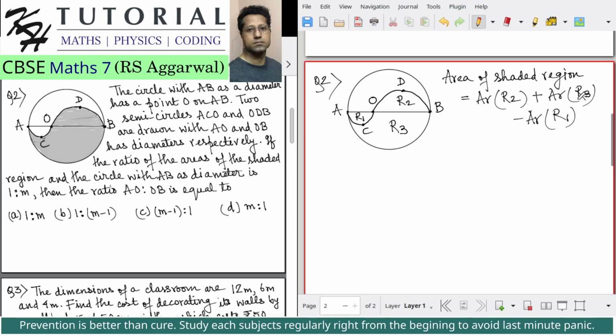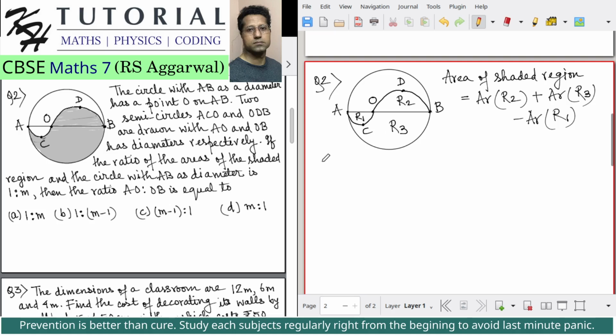Now clearly R2, R1 and R3, all these regions are semicircles with different diameters. Now we have to find the ratio AO is to OB.